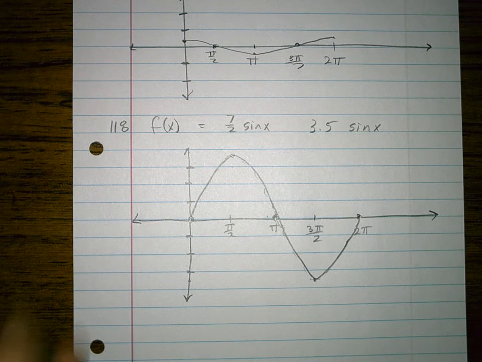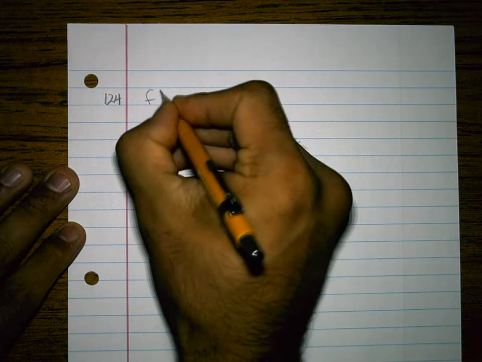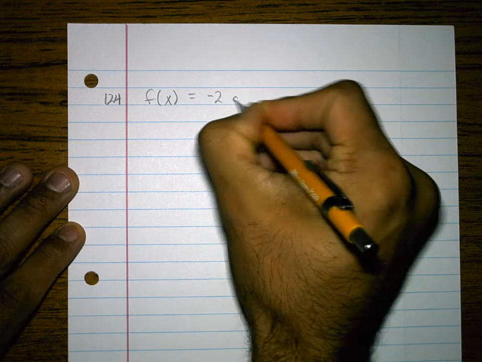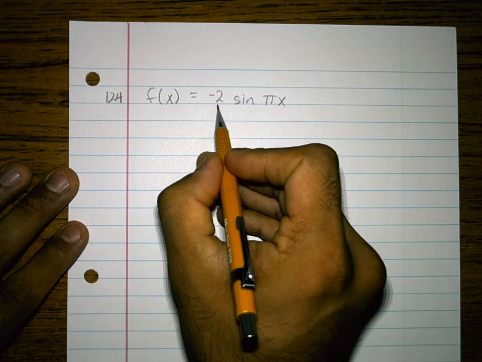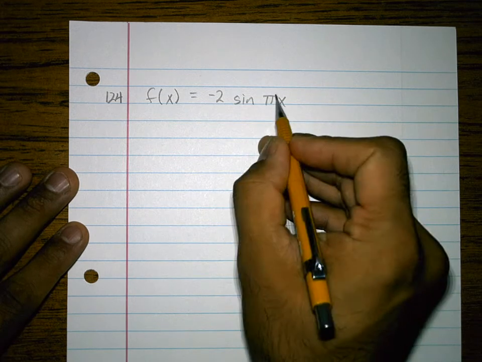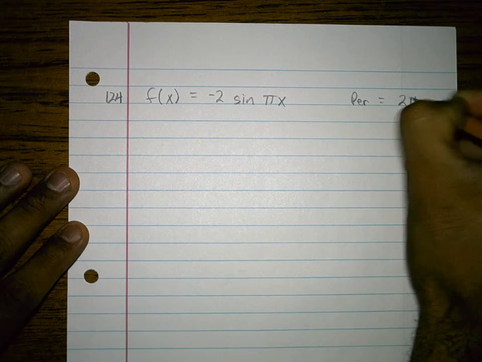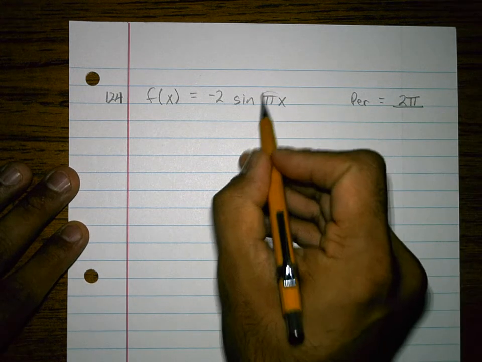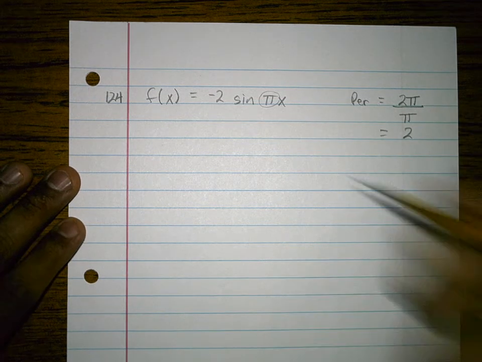All right, jumping to question 124. 124 is f of x equals -2 sine pi x. Okay, so we're going to have a negative amplitude, right? So we're going to go down first, and we have a change in the period. So remember, for formula, the period is equal to 2 pi divided by the number in front of the x. In this case, it's just pi. Okay, so the period is 2. So that's to complete one full cycle.